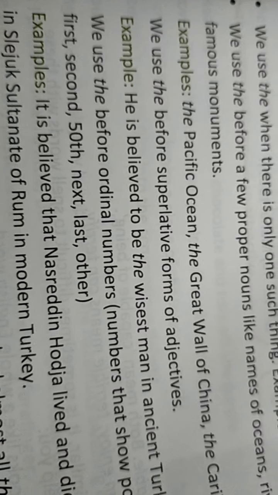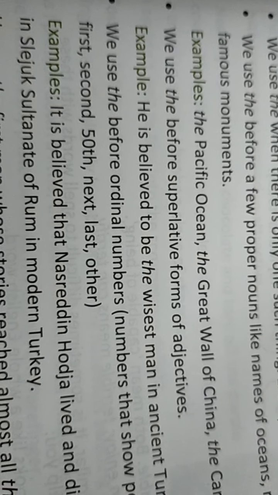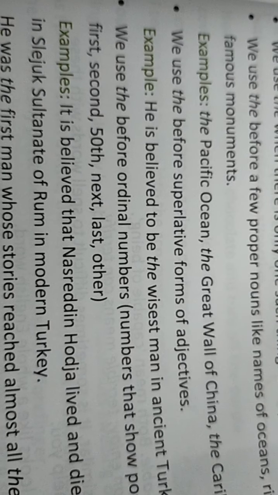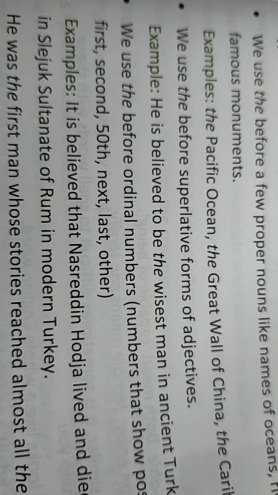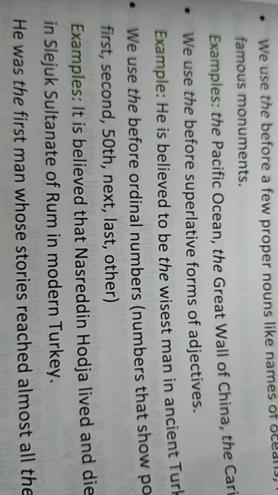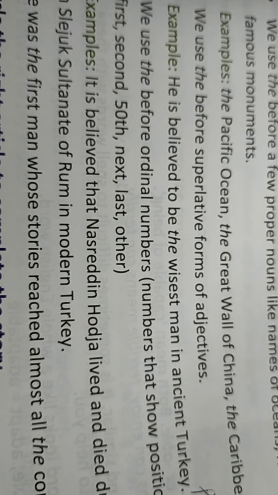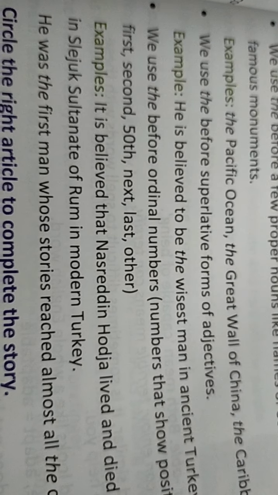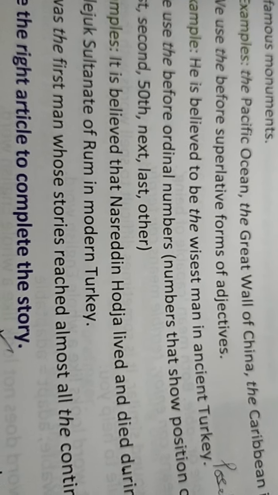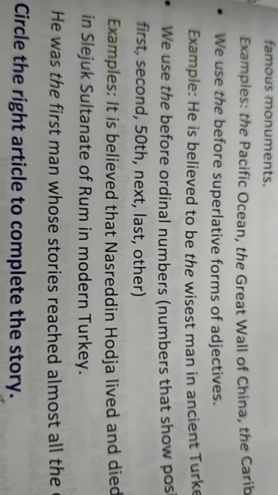Now adjectives क्या होते हैं? जो noun और pronoun की विशेषता बताते हैं. जैसे dark room, right? तो उसका जो positive है वो dark है, उसका comparative है darker, और superlative है darkest. तो ये positive, comparative, superlative adjectives होते हैं. Dark, darker, darkest, wise, wiser, wisest. Sometimes you don't use est or er, you just say beautiful, more beautiful, or most beautiful. Like, he is believed to be the wisest man in the city, ancient Turkey.